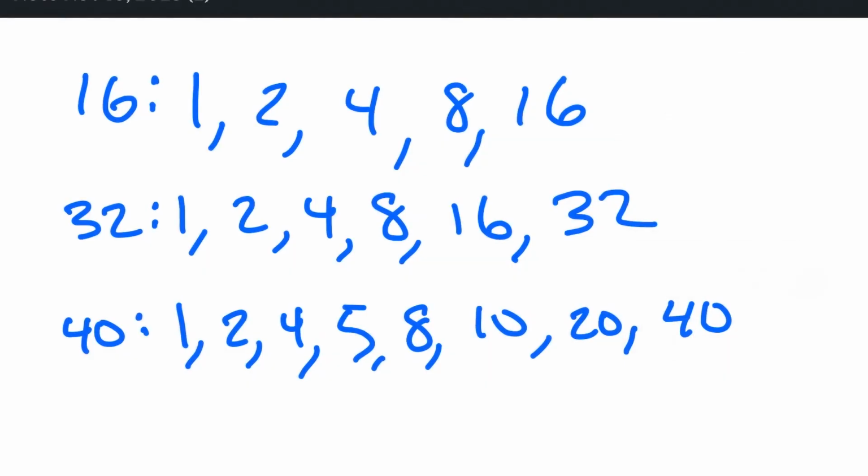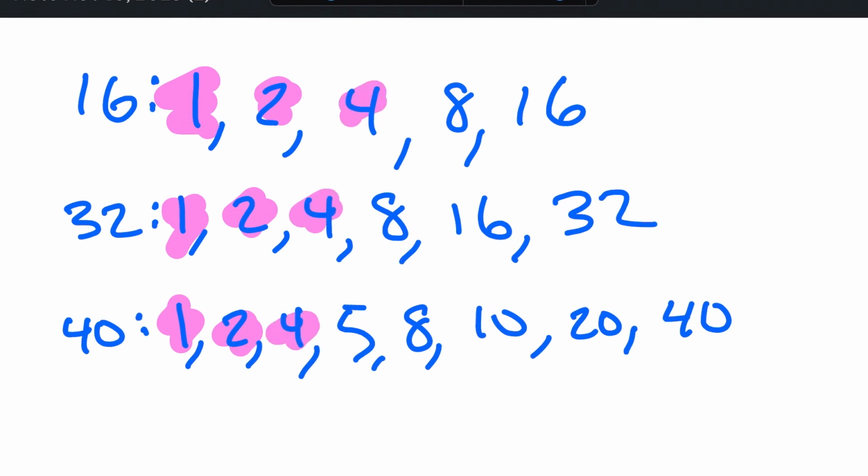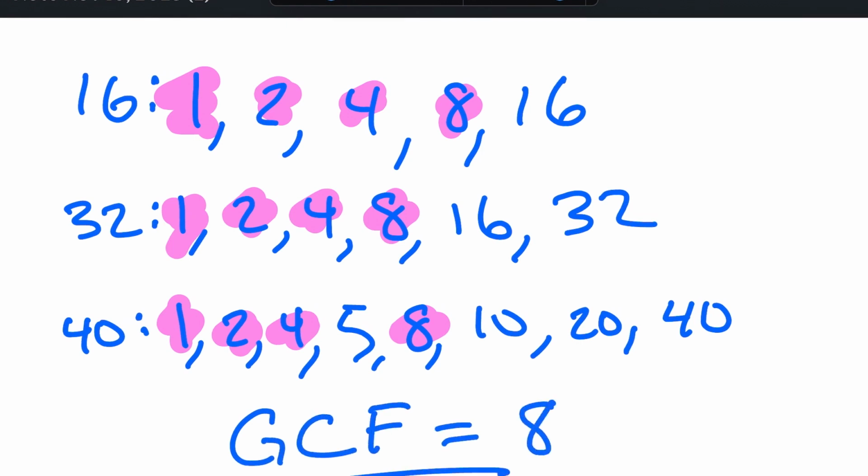But until you get to a point where you are confident that you're going to find every factor mentally, I'd write them down. So here's a list of all the factors. Here are all the factors of 16, all the factors of 32, and all the factors of 40. And as we look at these factors, we can see that they all have 1 in common, they all have 2 in common, they all have 4 in common, and they all have 8 in common. There are no other factors that are common to all 3 of these values. So since 8 is the largest value, that means 8 is the greatest common factor.